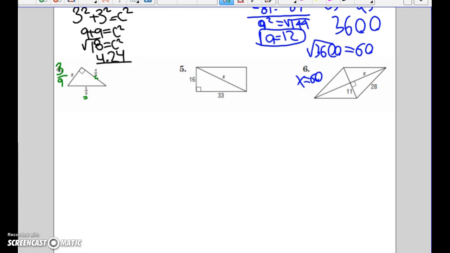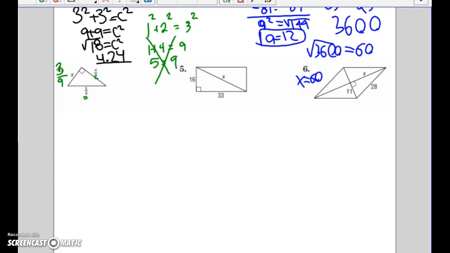But Ms. Ramsey, what about 1, 2, and 3? Well, let's see. 1 squared plus 2 squared has to be equal to 3 squared. The question is, is it? Well, what's 1 squared? 1. What's 2 squared? And what's 3 squared? What's 1 plus 4? 5. Is that equal to 9? No. So that means that's not a right triangle. It can't be.